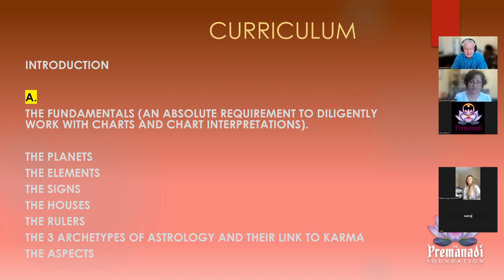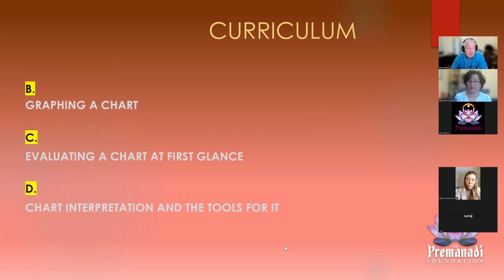First, we'll be dealing with the planets. We'll be dealing with the elements. We'll be dealing with the signs, the houses, the rulers, and the three archetypes of astrology and their link to karma, the aspects. We'll be dealing with that. Then we'll be dealing with graphing a chart. Then we'll be evaluating a chart at first glance before we leave, and also the chart interpretation and the tools for it. So we have a very, very full plate.